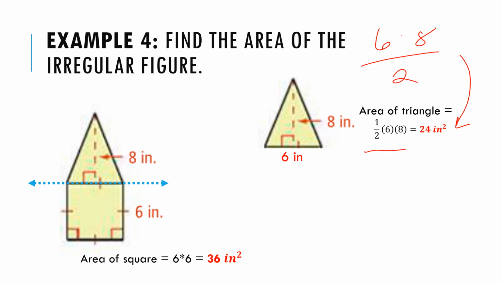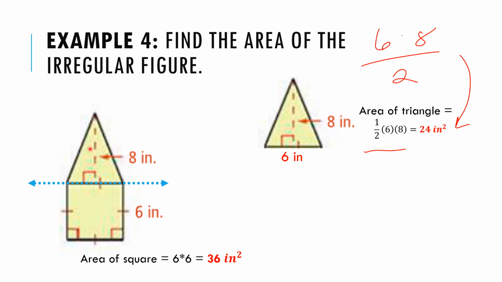I'm not sure why. I mean, obviously it makes sense. We're saying 1/2 or divided by 2. But I'm not sure why different classes teach it differently. So whichever one works for you, you basically just take the base and the height and divide it by 2 or cut it in half somehow. So we should get 24 inches squared there.